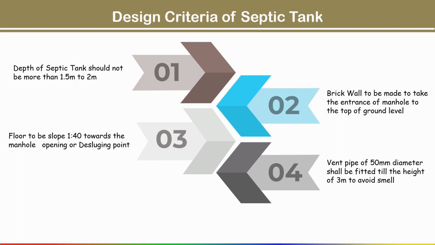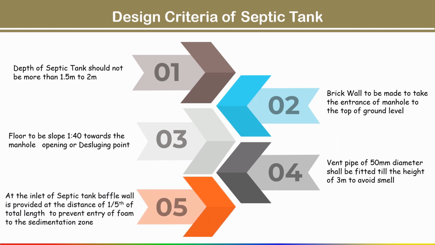The fourth point: a vent pipe of 50 millimeter diameter shall be fitted till a height of 3 meters to avoid smell. If you have seen the section drawing of a septic tank, we have to install the vent pipe also. What diameter? It is a standard 50 millimeter diameter pipe. It shall be fitted till what height? 3 meters. Why are we giving the vent pipe? To avoid smell.